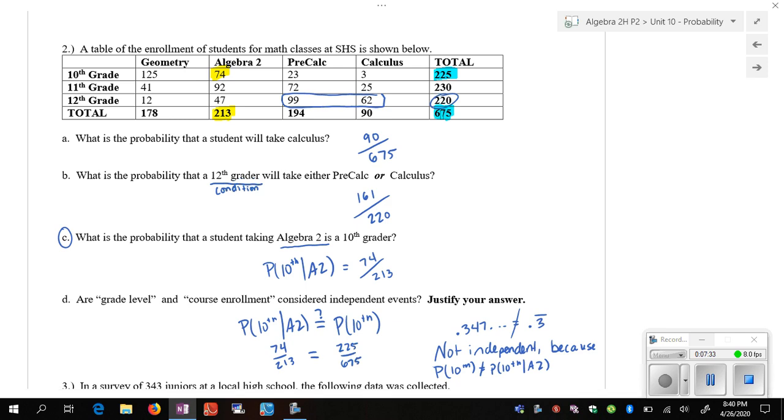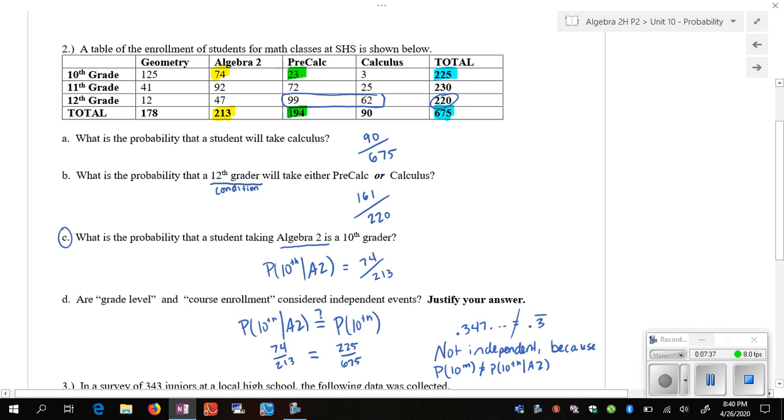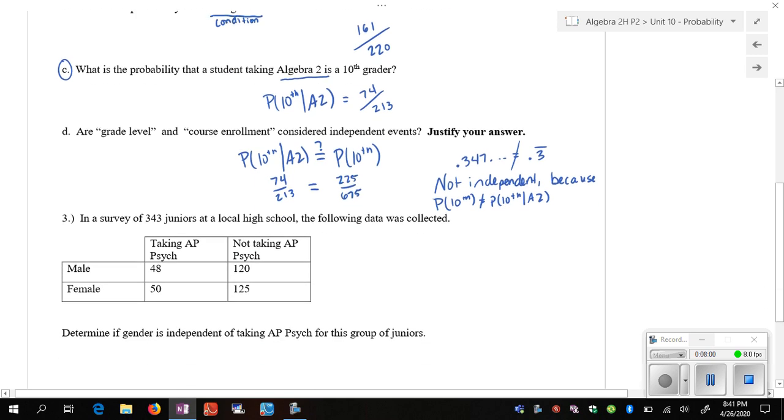I also could have compared 0.3 out of 194 to this 225 out of 675, or 3 out of 90 to 225 out of 675, and used all of those comparisons of ratios to prove that these events are not independent. And so that might lead us to understand what's happening in this next question.